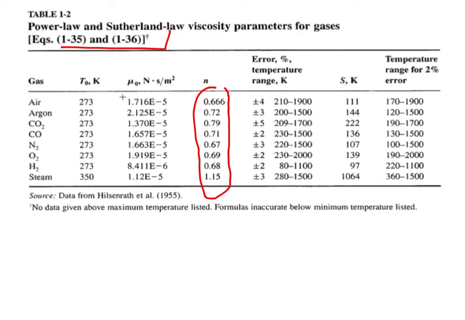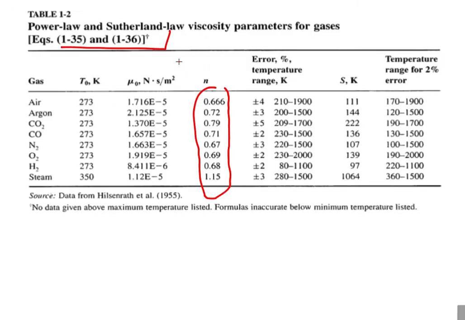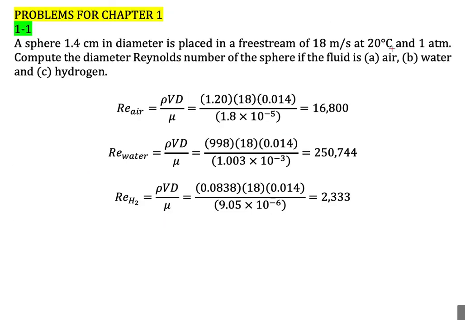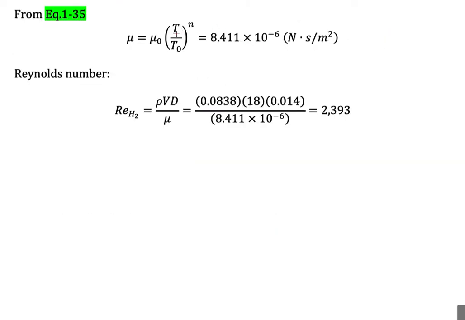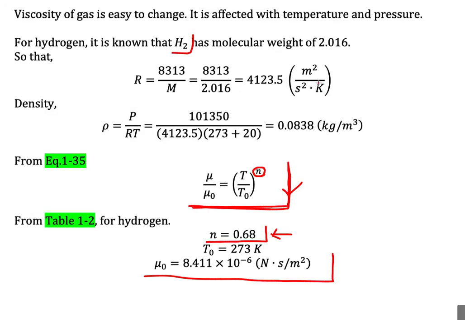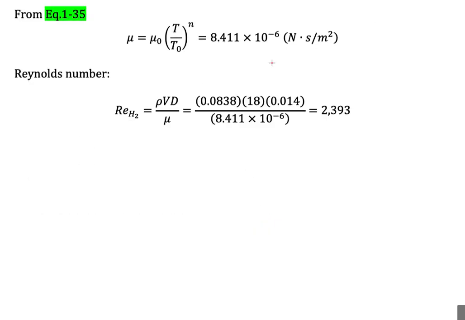You can get the value from this table and substitute. Because the question gives you 20 degrees Celsius, you can get the value of T here. Substituting, you will get 8.411, quite different from what we used here, 9.005.